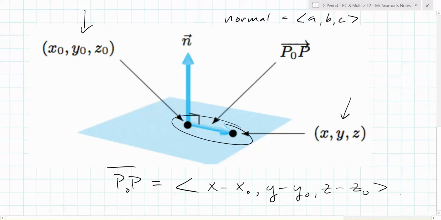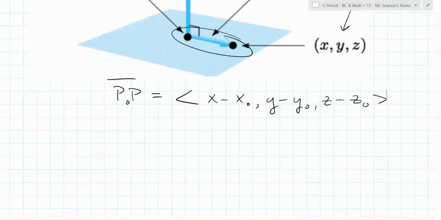What's the relationship between these two vectors, A, B, C, and x minus x naught, y minus y naught, z minus z naught? I've asked you this 3 times. I'm not asking you a new question. I'm just asking you to say it again to drive it home. What's the relationship between those two vectors as described by the picture? They're perpendicular. So last night you were working with what new mechanism? What was it called? The dot product.